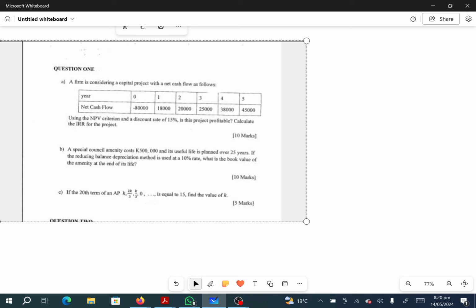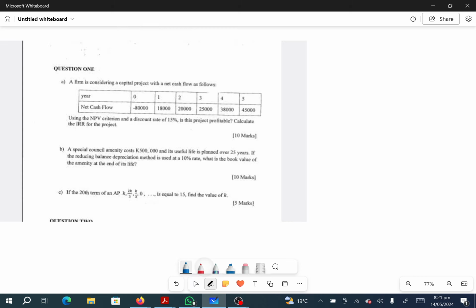So we are asked to calculate the book value of the amenity at the end of the life cycle. From what we have been given, we can say we have our data.